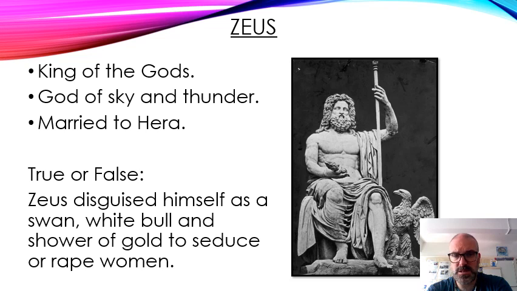But a quick true or false. Zeus disguised himself as a swan, a white bull, and a shower of gold to seduce, if you're being kind, or rape a variety of women. Does that seem likely that the chief god, the pinnacle of religion and religious devotion, would do strange and unusual things like that? True or false? What do we think?